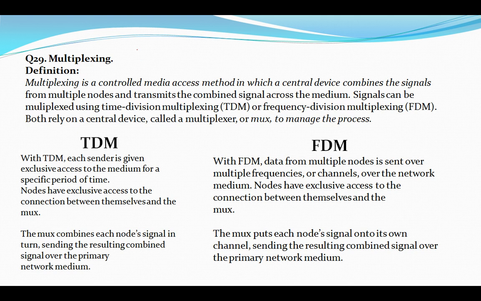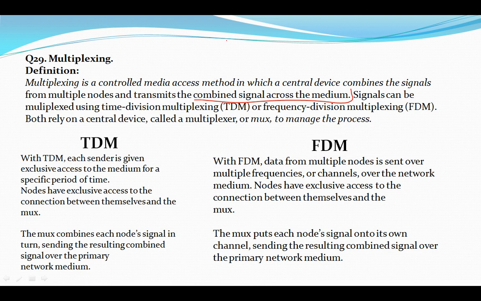Now multiplexing. What is multiplexing here? So guys, multiplexing is a kind of method of data accessing. Multiplexing is a controlled media access method in which a centralized device combines the signals from multiple nodes and transmits the combined signal across the medium. So basically it's a data access method. Signals can be multiplexed using TDM or FDM. Both rely on a centralized device called a multiplexer or MUX to manage the process.